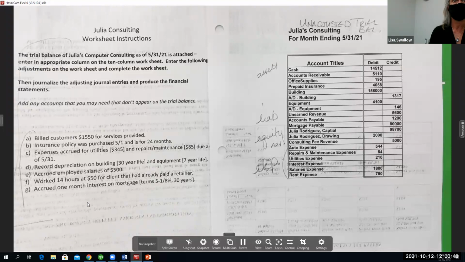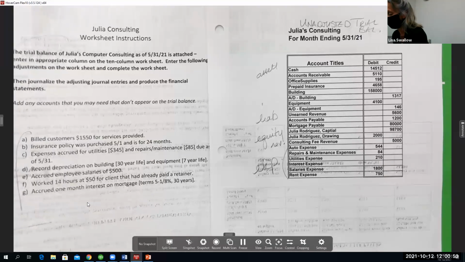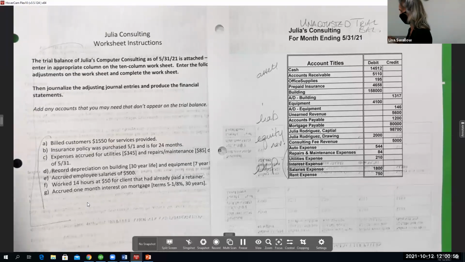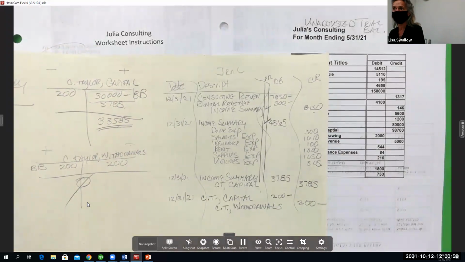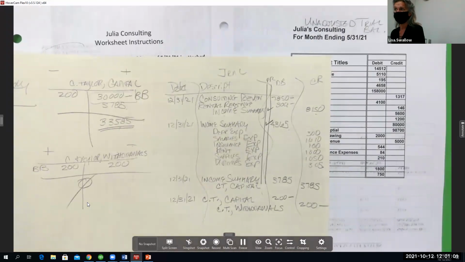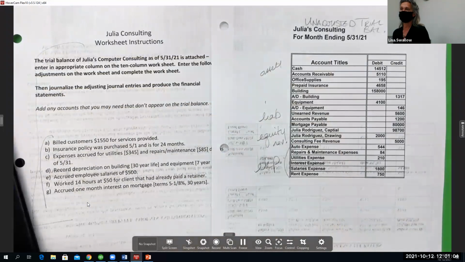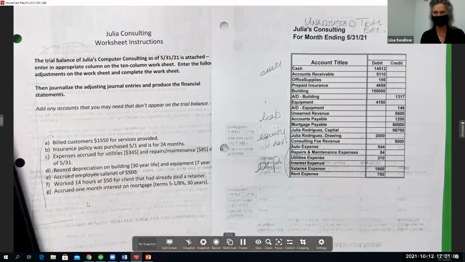the worksheet, okay? So first thing, you're just putting them on your regular, before you're not using your 10 column, you're just using your regular old debit credit journal to do our AJEs, okay? So get just a separate piece of paper out, make your journal like you always do.